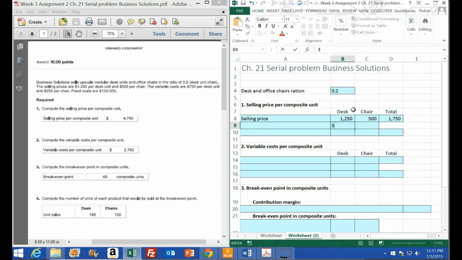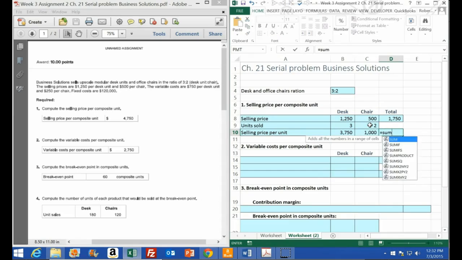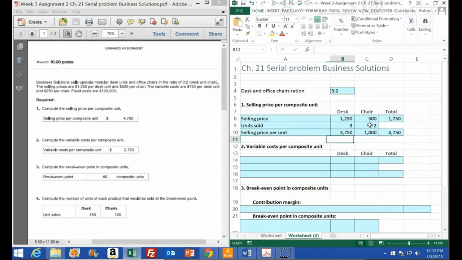So remember, that's where this 3 and the 2 come into place in our set. So 3 and 2 units sold. And then we're going to multiply that out to make our selling price per unit equal to the selling price of the desks times the number of units, tab, equal to the selling price of the chairs times the number of units, tab. And then if we sum these up this way, we have the 4,700 total cost for the composite unit.